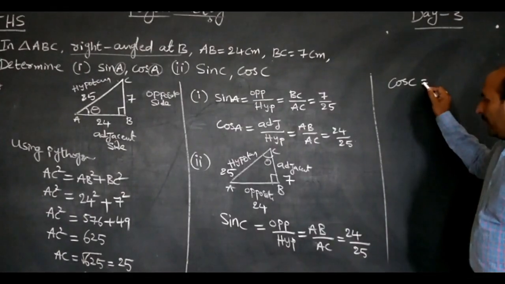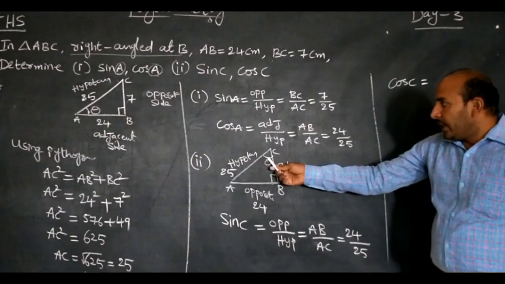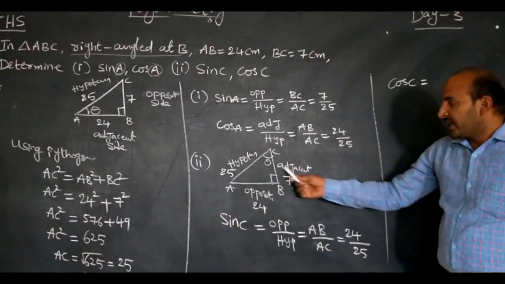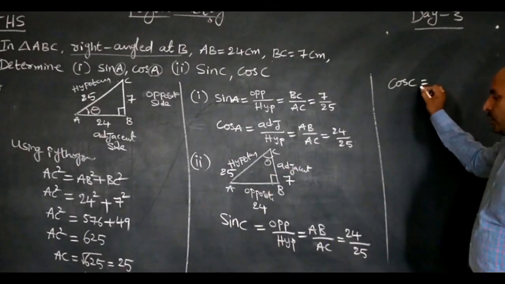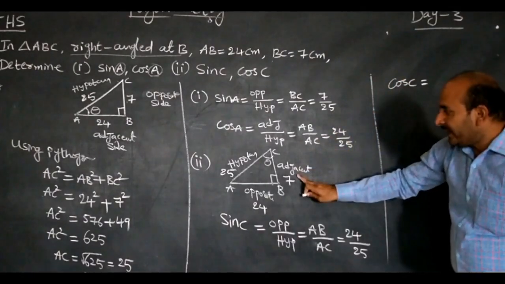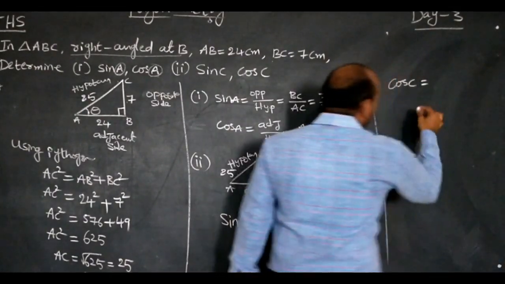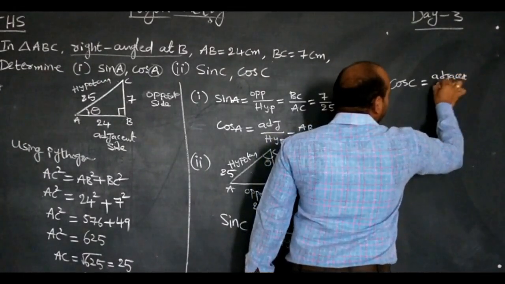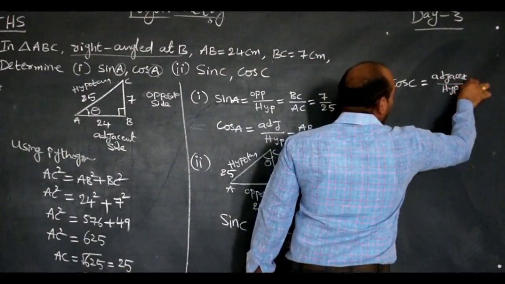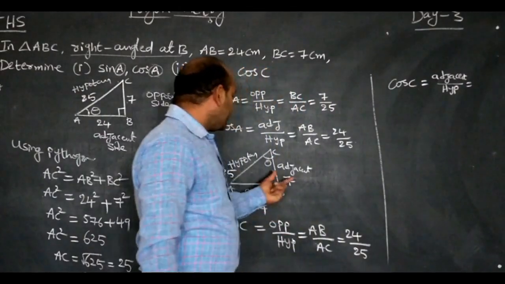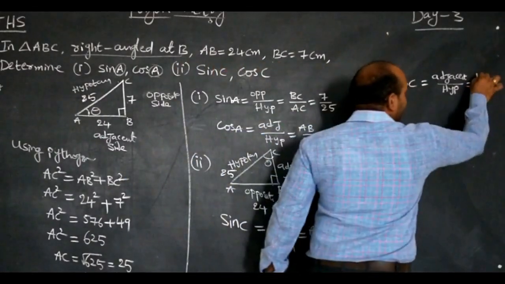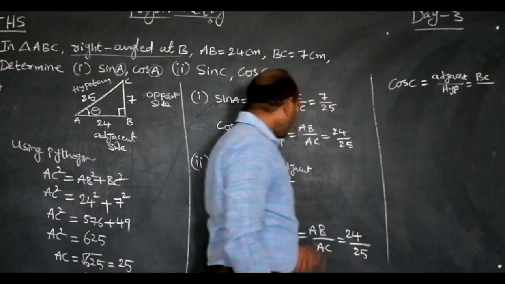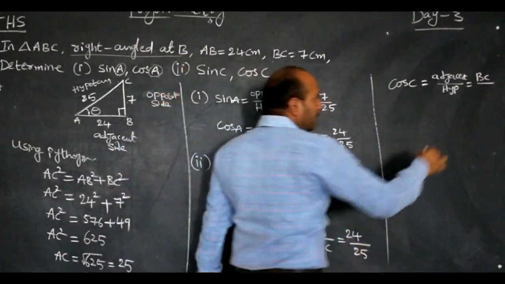Triangle here, angle is positioned at C. This is the opposite side, this is the adjacent side, this is the hypotenuse. Cos C value is adjacent side divided by hypotenuse. The adjacent side is BC, so BC divided by the hypotenuse value AC.